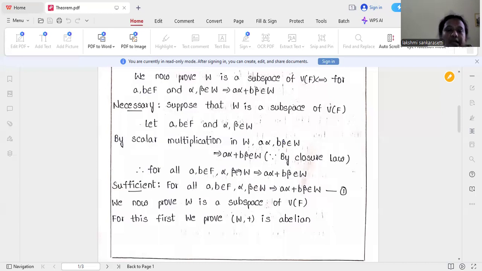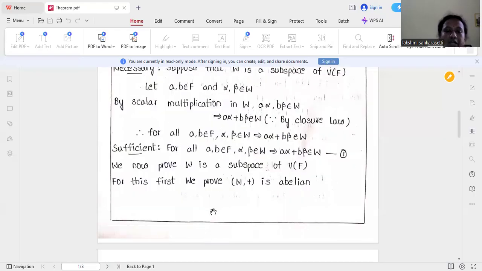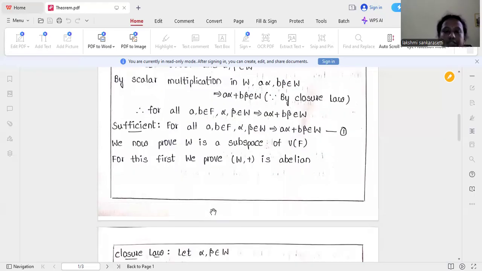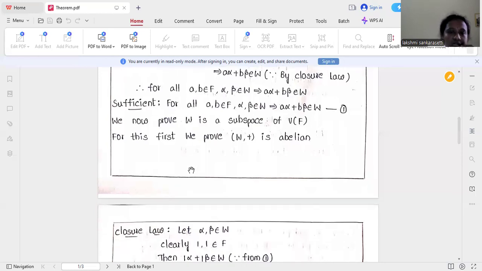This is the necessary part. On the other hand, the sufficient part we have to prove by supposing the condition that for all a, b belongs to F and alpha, beta belongs to W, the combination a alpha plus b beta belongs to W. We now prove W is a subspace of V over F. To prove this, we have to prove W itself is a vector space over the field F with respect to the operations defined on V. They are scalar multiplication and vector addition.